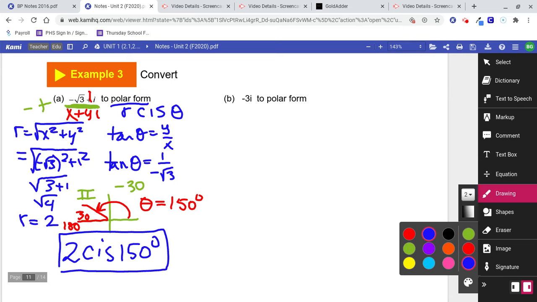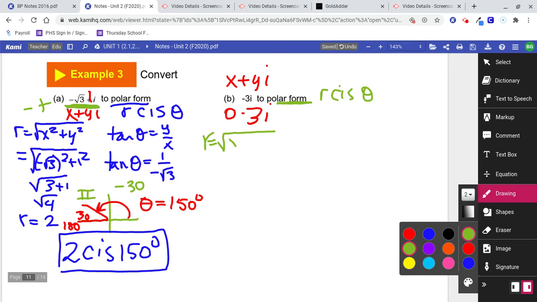Now, the next one, negative 3i to polar form. You would want to think about this as x plus yi. And you'd be like, okay, well, there's no x, so I'm just going to call that 0. 0 minus 3i. Okay. Now, we want polar form, and polar form, we want r cis theta. So for polar form, it's the same question, right? We want r, we want theta.